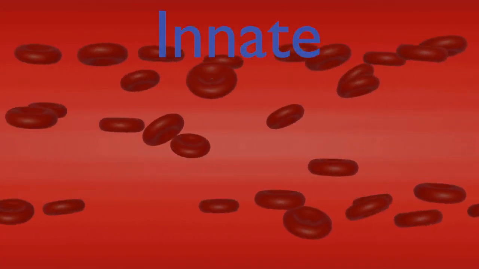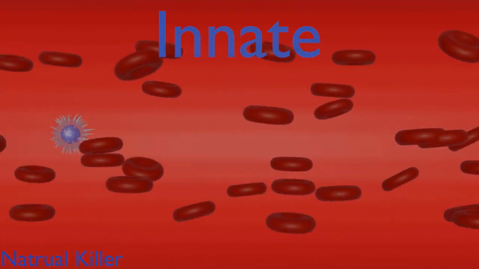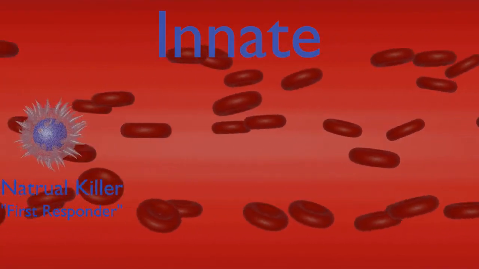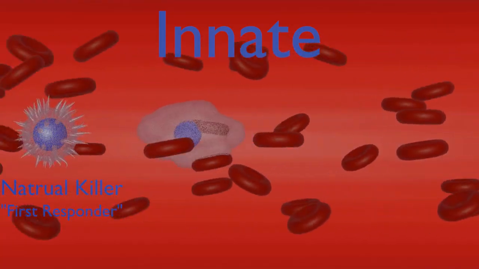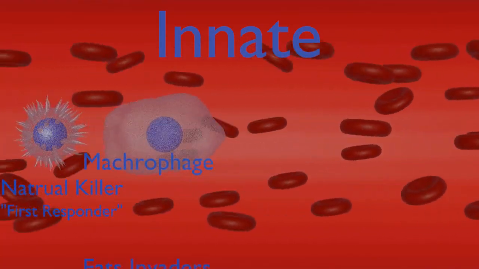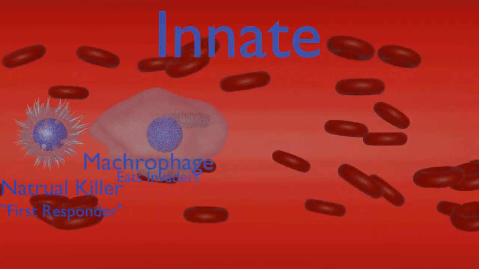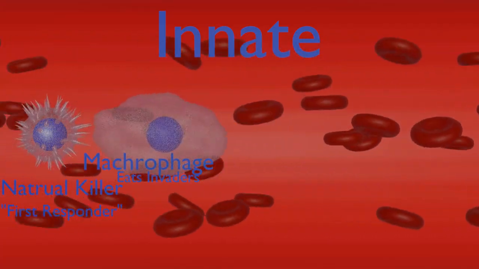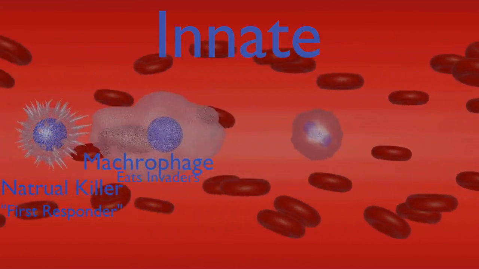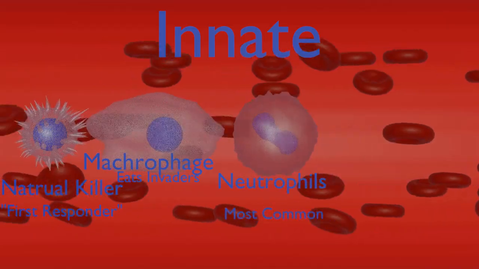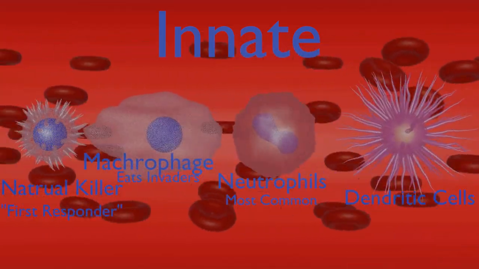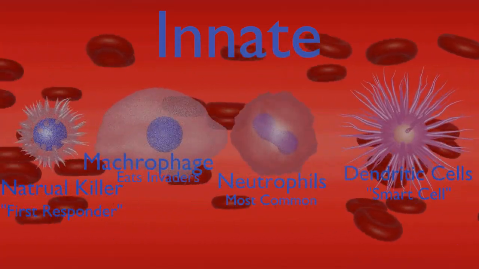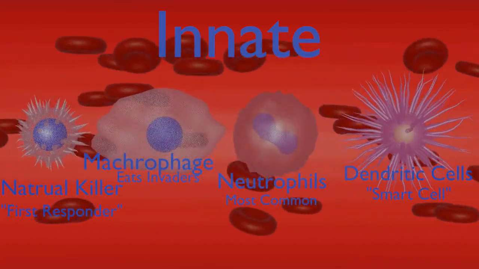This is your innate immune system. The first cell in your innate immune system is the natural killer. It's the first responder to any infection or virus. The next cell is the macrophage. This cell literally eats viruses or bacteria. The next innate immune system cell is the neutrophil. This is the most common cell found in your immune system. The final cell is the dendritic cell. It's like a smart cell, in the terms that it can analyze foreign invaders.